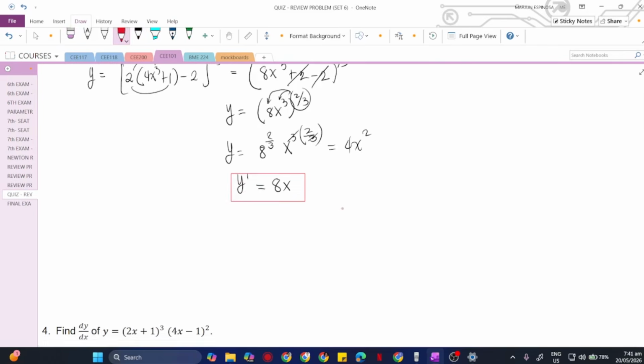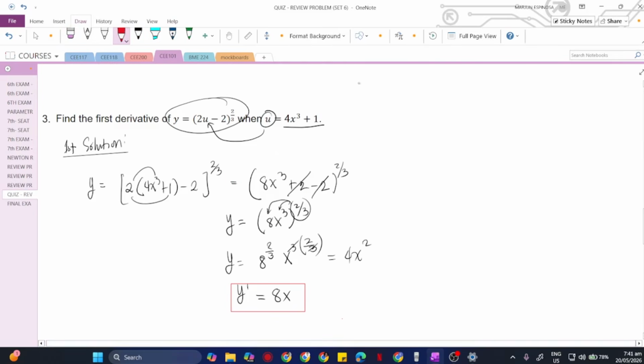Using the second solution, for the second method, you can just directly take the derivative of y with respect to x. So basically that is equivalent to, I'll just copy again, u, then negative 2, then 2 thirds.